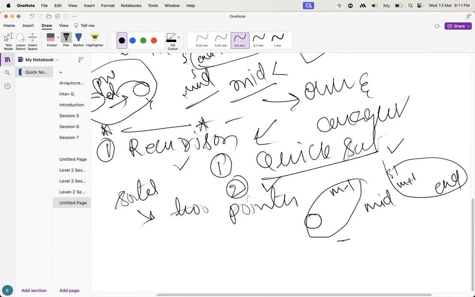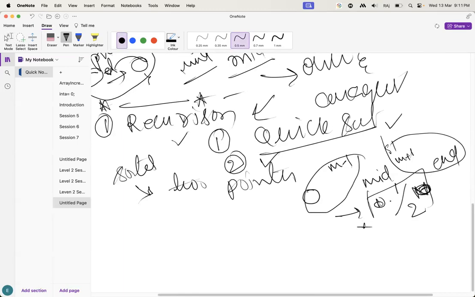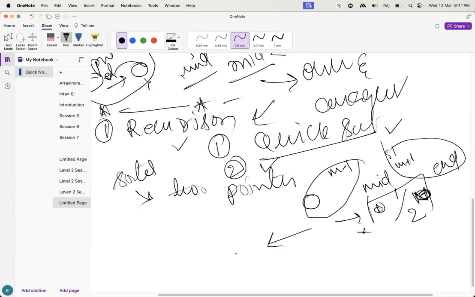So every time the array size is reduced by 2 power n times. By 2 times it's going to be decreasing in size. So that's why the time complexity is log of n. Log of n. Let's understand this one.